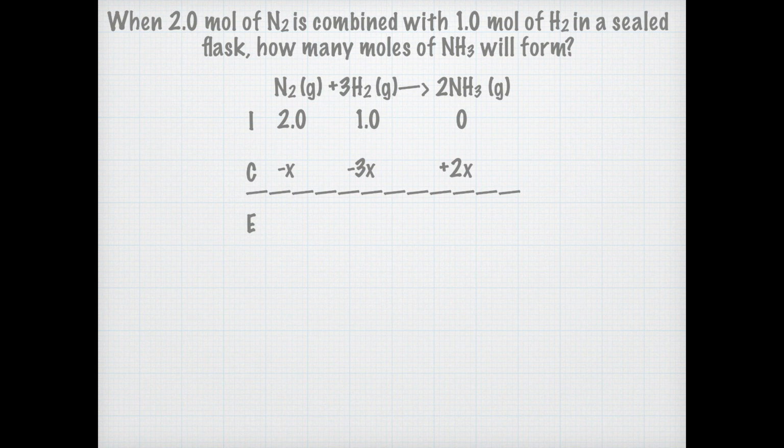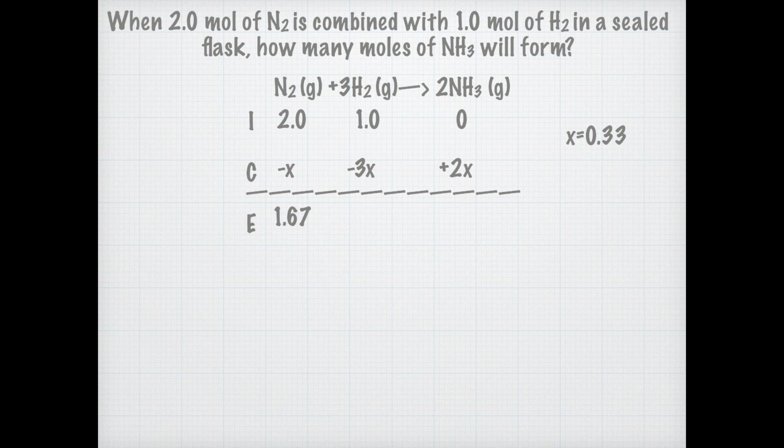So you need to set up the problem. It's going to be 1.0 minus 3x equals 0. So what value of x would give me no H2 left over? Well, it would be 0.33 repeating. Okay, so if my x is 0.33 repeating, then I would do 2 minus 0.33 to get my number of moles of N2 at my endpoint, so that would be 1.67.